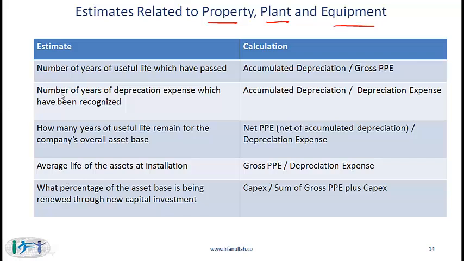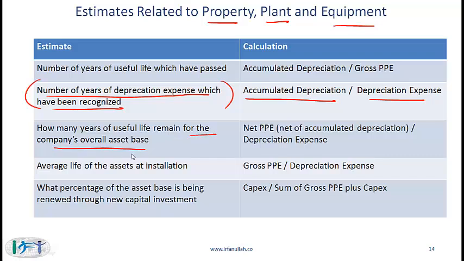For example, if we want to estimate the number of years of depreciation expense which have been recognized, we can simply look at the total accumulated depreciation so far divided by the depreciation expense. If we want to see how many years of useful life remain for the company's overall asset base, then we can look at the net property, plant, and equipment divided by the depreciation expense. The rest of this table is fairly self-evident.